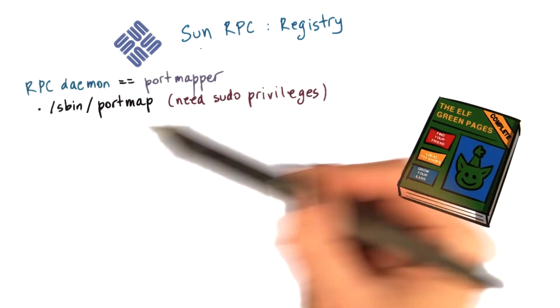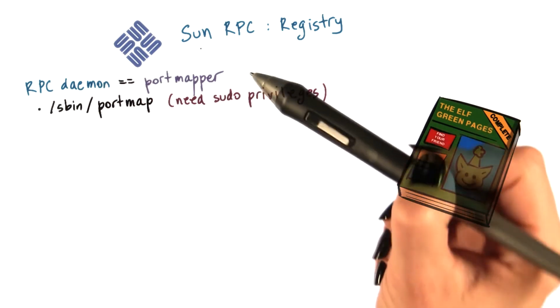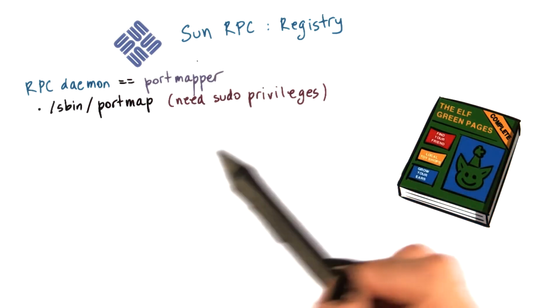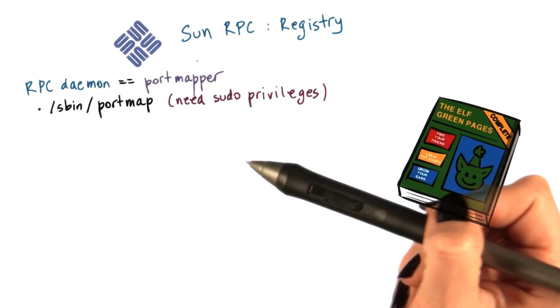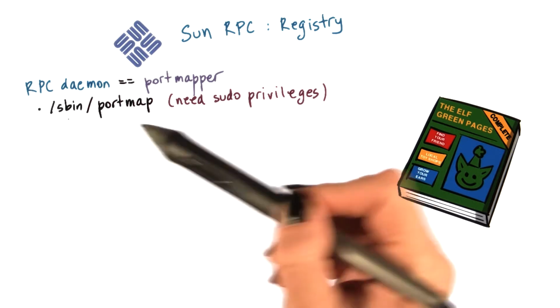In SunRPC, the registry process or the registry daemon is a process that runs on every single machine, and it's called port mapper. To start this process on Linux, you have to have administrative permissions or sudo access privileges, and then you can launch it with the following command, sbin portmap.